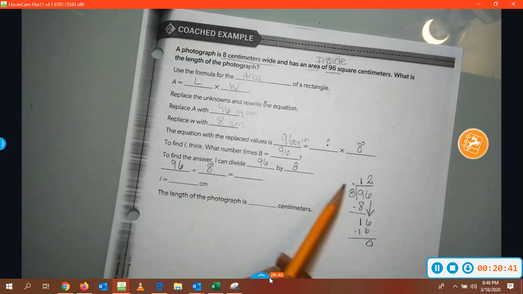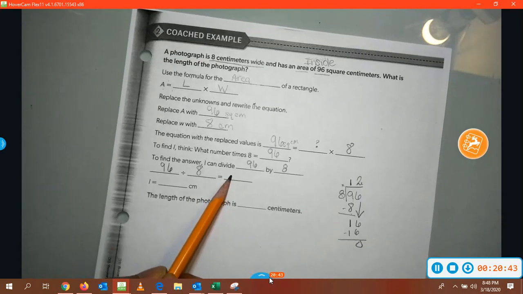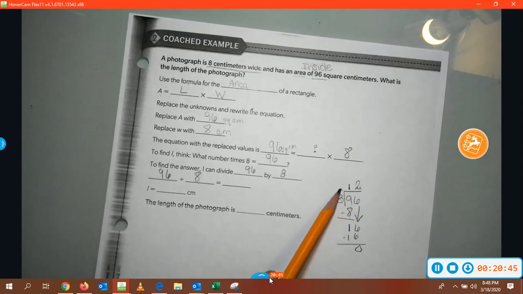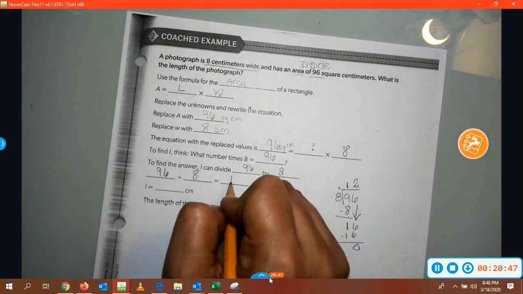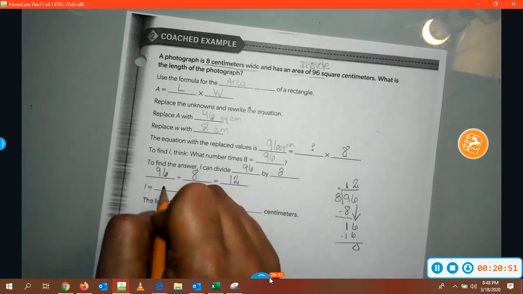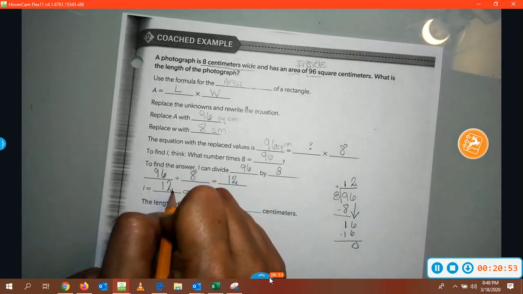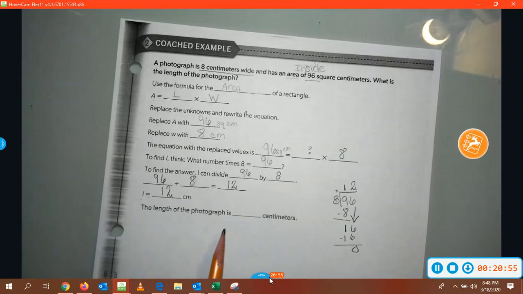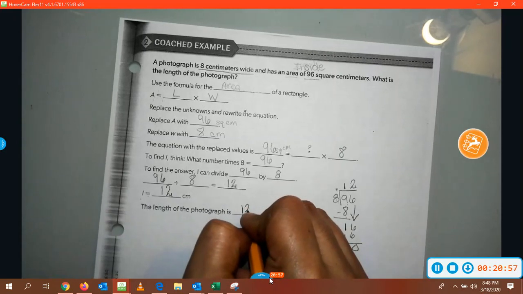So what goes in this blank? The answer would be 12. So the length equals 12 centimeters. The length of the photograph is 12 centimeters.